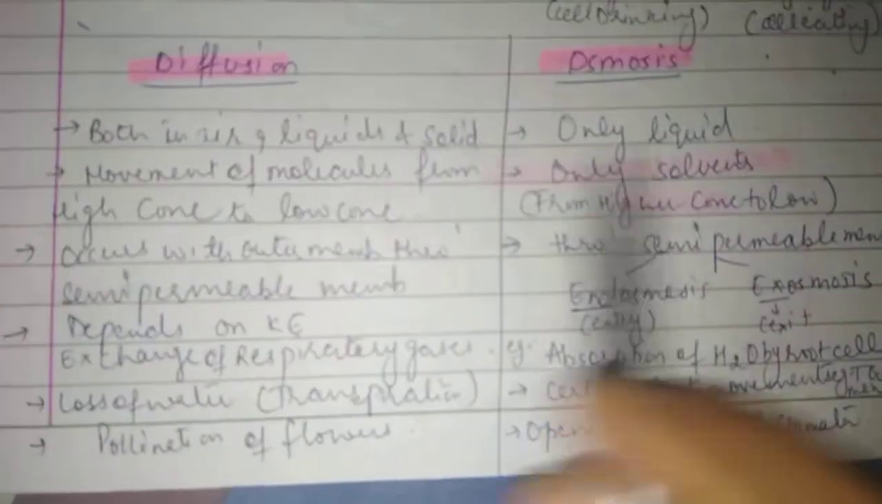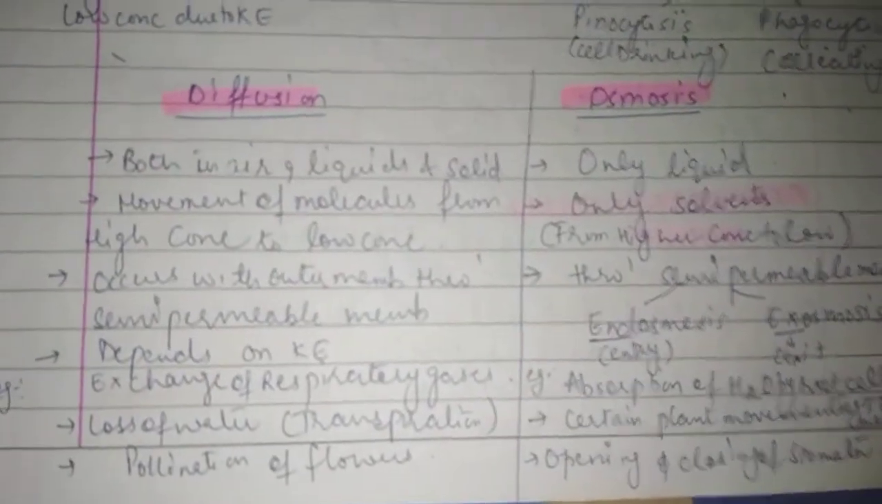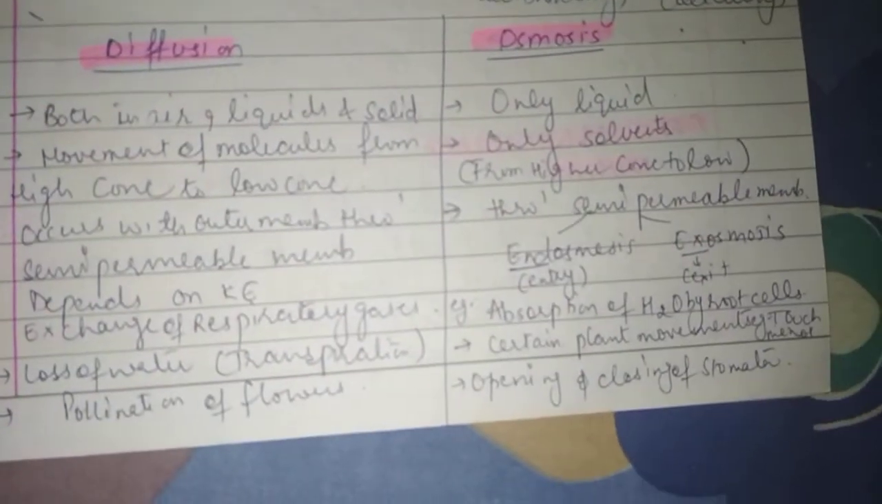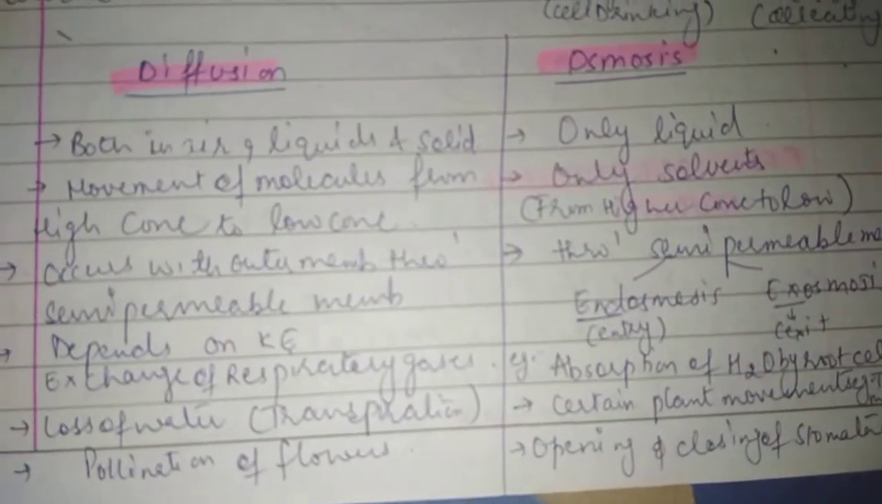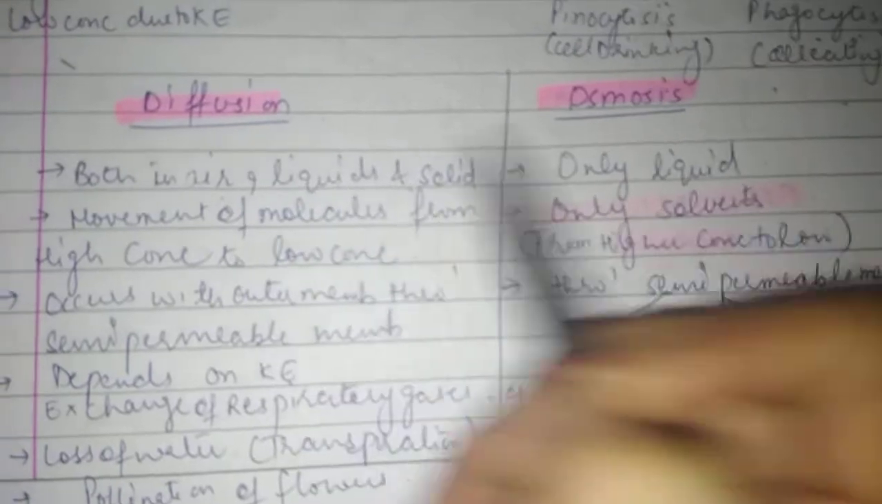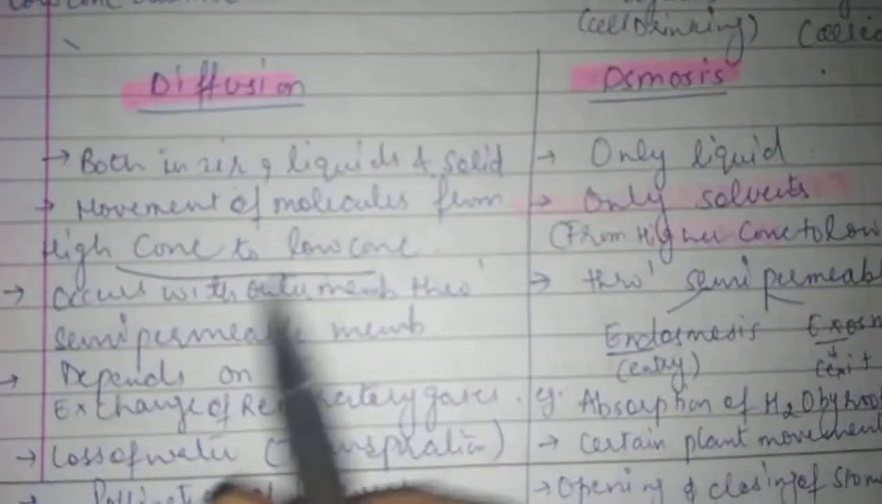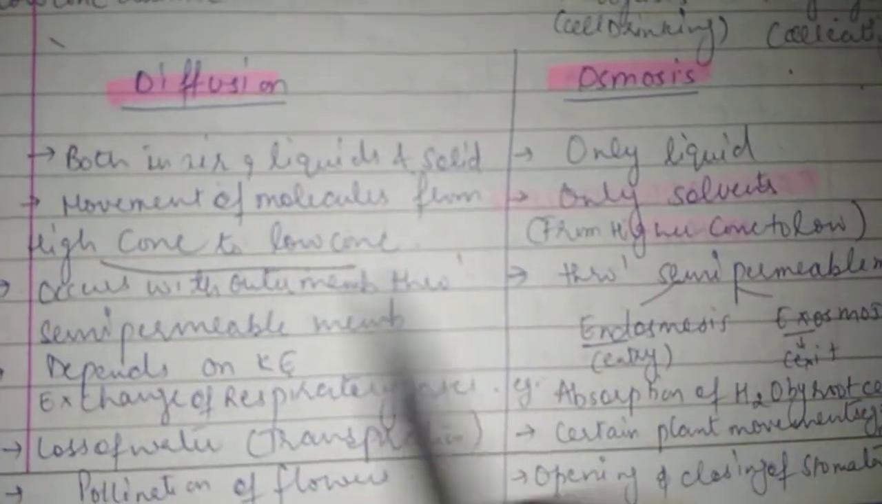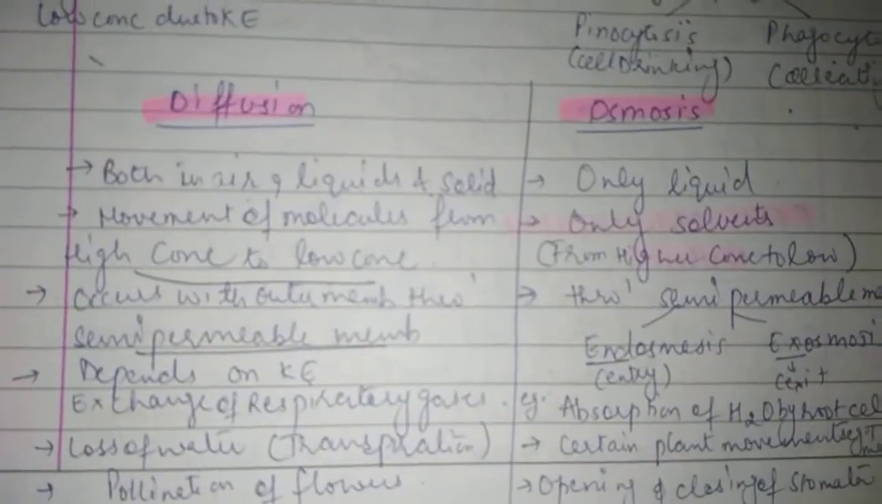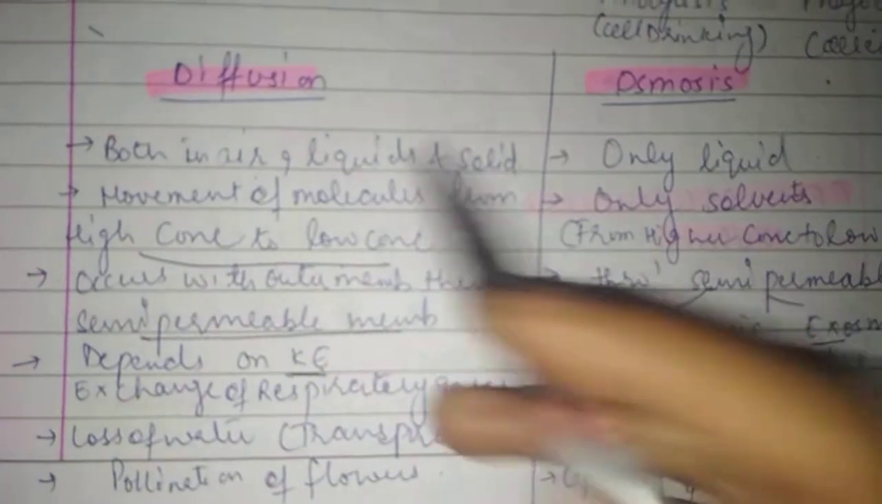And our next topic is diffusion and osmosis. Diffusion, I already told you, we will discuss in detail later. So first one is diffusion. Diffusion occurs in gases, liquids and solids. Here is the movement of molecules from high concentration to low concentration, and it occurs through a semi-permeable membrane only. It depends on the kinetic energy only how they will perform that process.